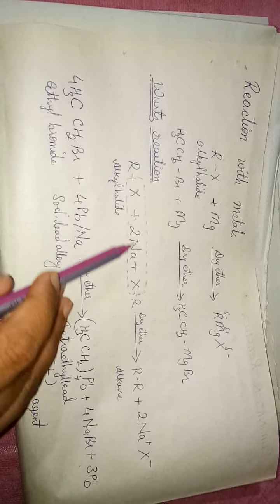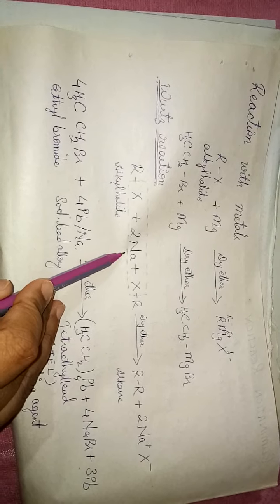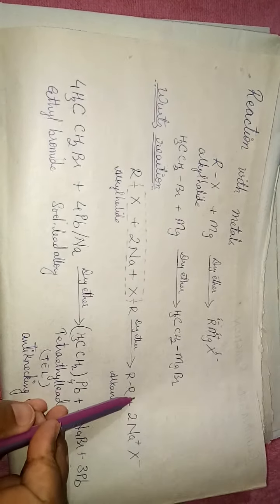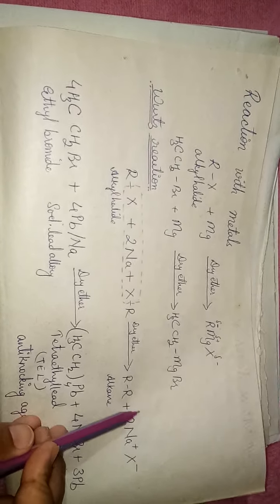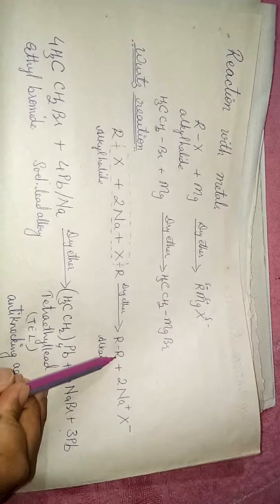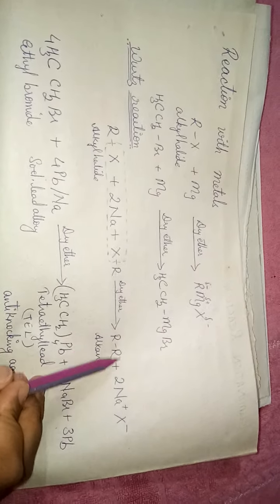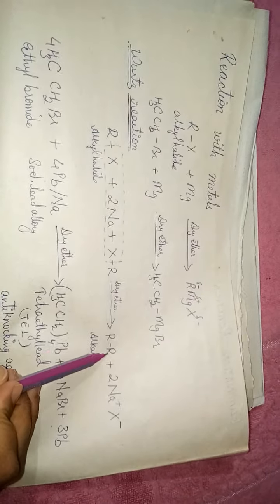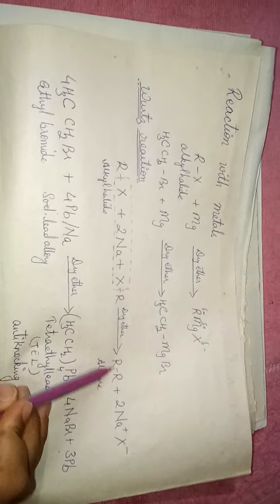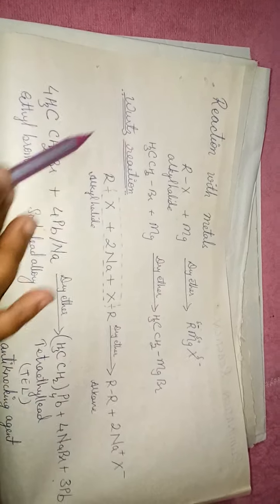Alkyl halide reacts with sodium metal in the presence of dry ether to form symmetrical alkanes containing double the number of carbon atoms present in the alkyl halide, meaning a symmetrical alkane is formed. This is known as Wurtz reaction.